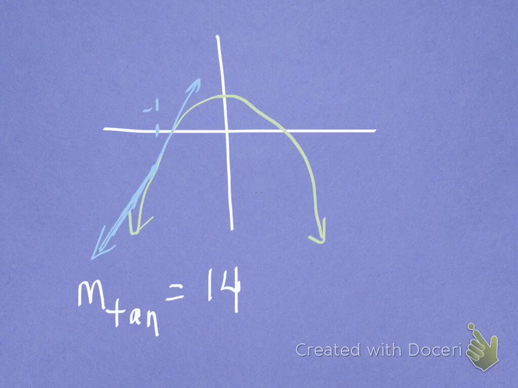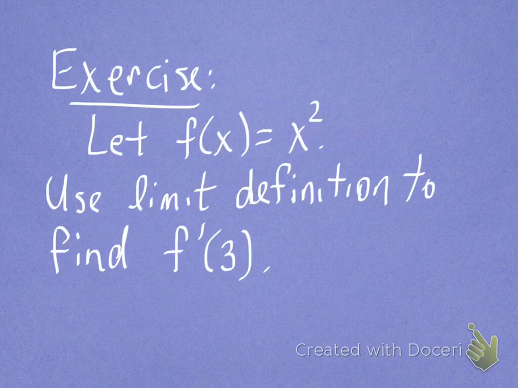And of course, if you use some software to draw this graph, you would get a more accurate depiction of the tangent line and of its slope. But at least it does not contradict what we just calculated. So for your exercise, I would like you to let f of x equal x squared and use the limit definition to find f prime of 3, and you should also describe what that means geometrically.